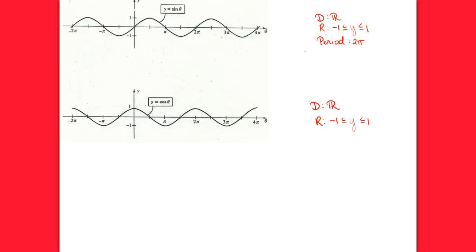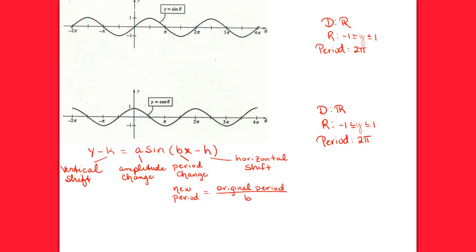Yep, negative 1 to 1. And what's my period? 2 pi. It is the same, yes. Now, last year we talked about all of the different ways that we could modify this equation. So let's go back through that.